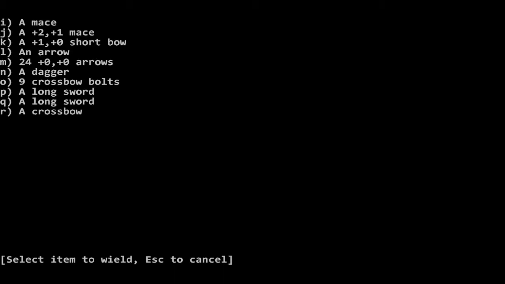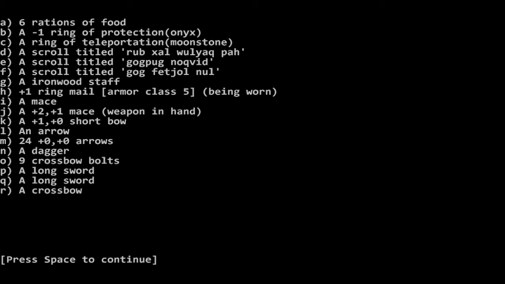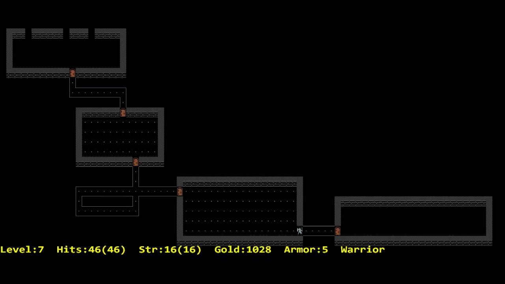Where the crap is my two-handed sword? My two-handed sword is gone. Did we just drop it? No, we didn't. I don't know what happened there. I don't like that at all. Why is our two-handed sword gone? Let's take a look at our inventory. Mace. Ironwood staff. Long swords. But no two-handed sword anymore. Maybe there was something wrong with it?